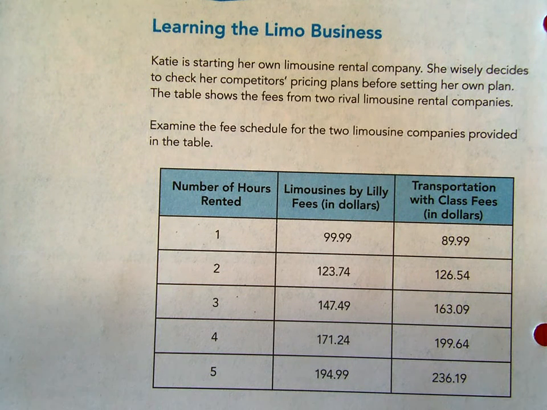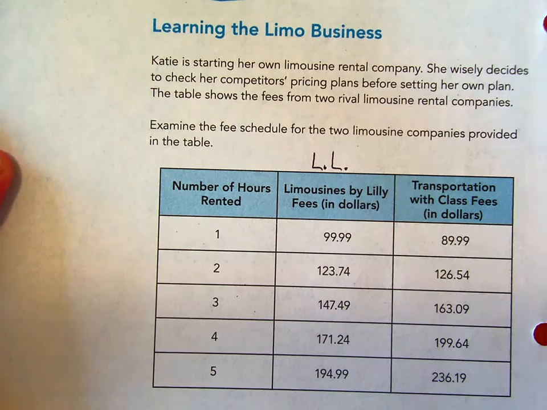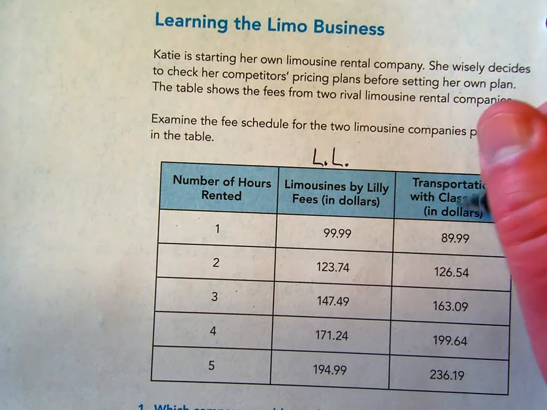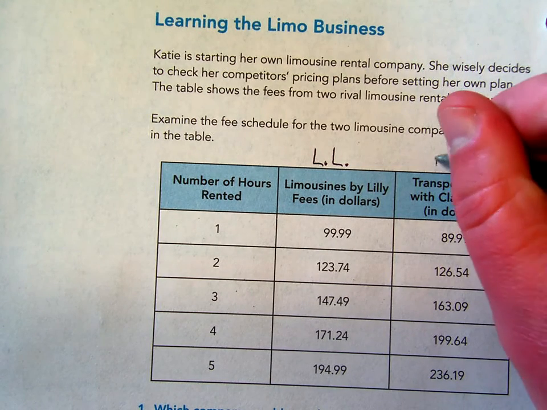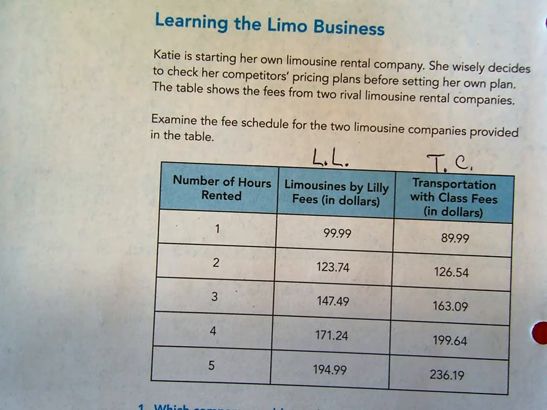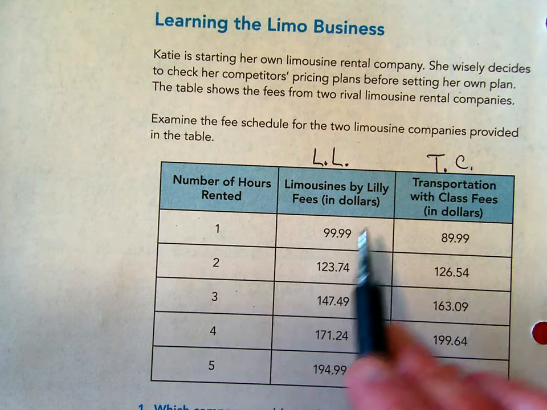And so her competitors are Limousines by Lily. I'm going to designate that. Anytime I say that, I'm going to use LL. And the other company is Transportation with Class. I'm just going to write TC so I don't have to write out the whole word Transportation with Class. So let's take a look at who she's competing against. First, number of hours rented in the table in the chart. Let's just look at Limousines by Lily.